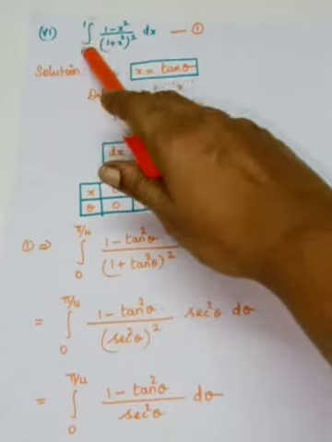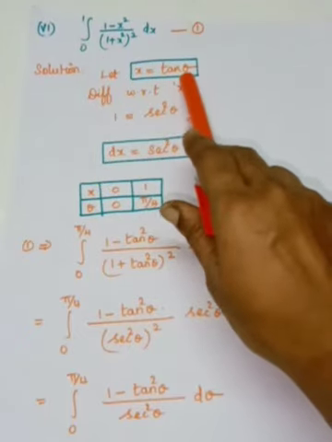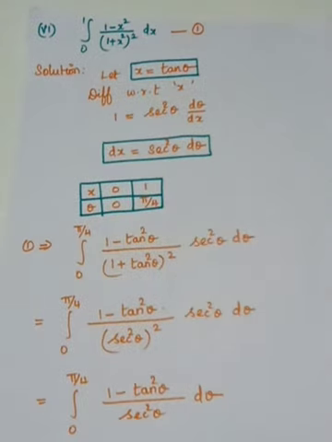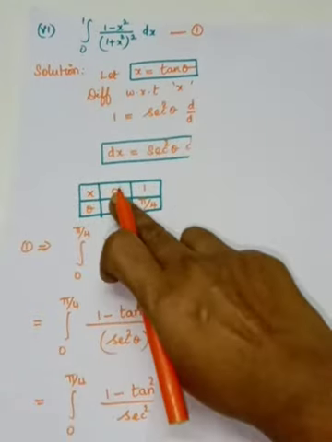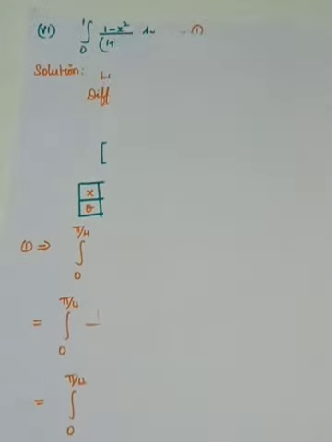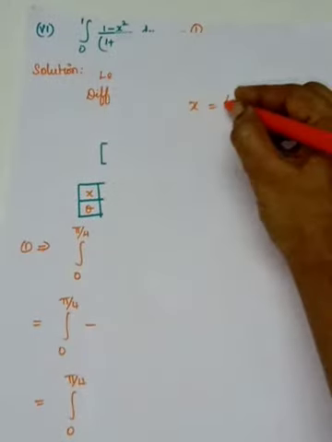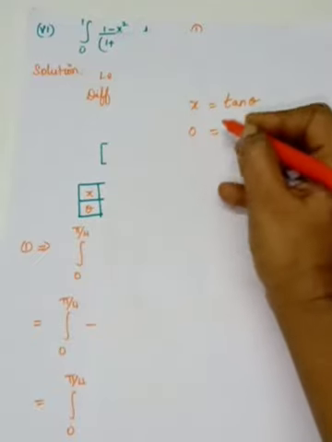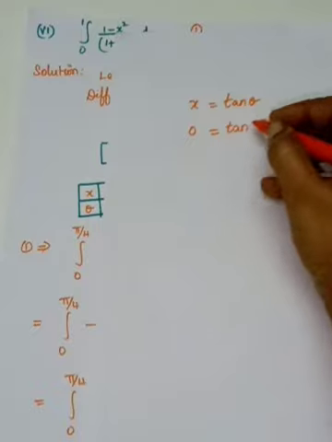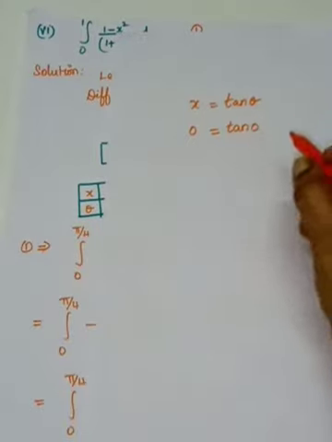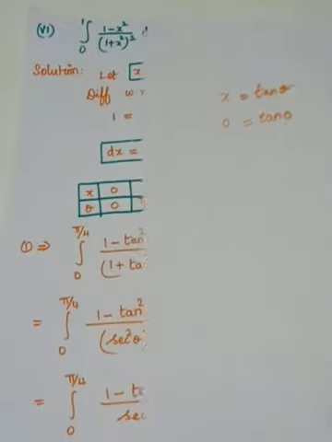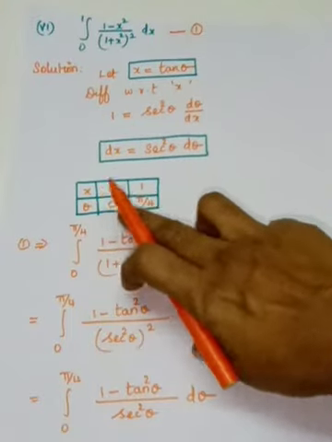And your limits are in x, so they have to be changed into theta. The x limit is 0 and 1. See, first the x value is 0. What is the relation here? You have x is equal to tan theta. The x value is 0, so tan of which angle is 0? Tan 0. So if x is 0, your theta is 0.